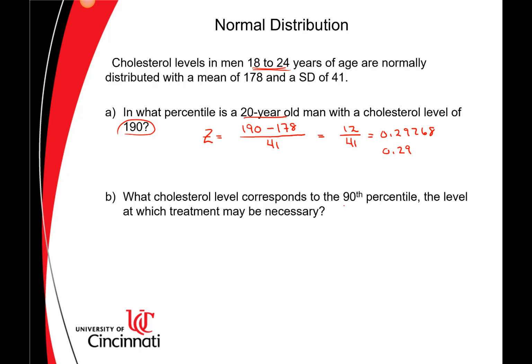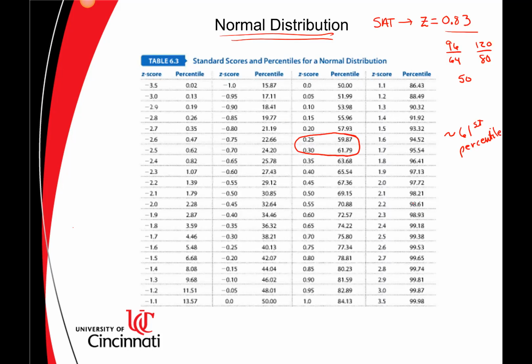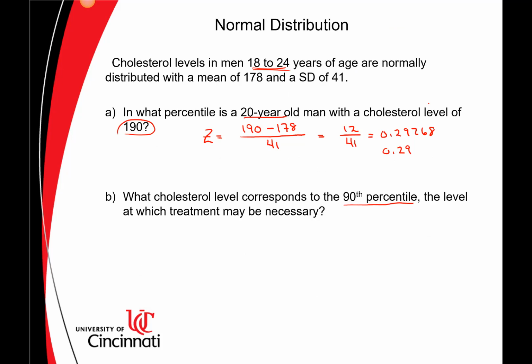Second question here. What cholesterol level would put you in the 90th percentile? Ooh. The first thing we want to figure out here is, what Z-score would put us in the 90th percentile? Well, here's the 90th percentile. If you're going to be in the 90th percentile, what's the Z-score you need? 1.3. Okay, so we need our Z-score to be a 1.3.